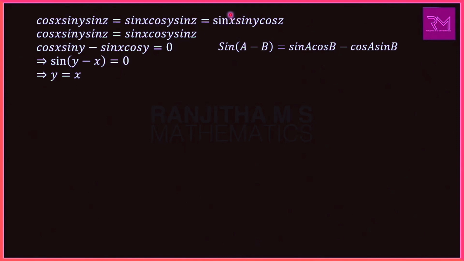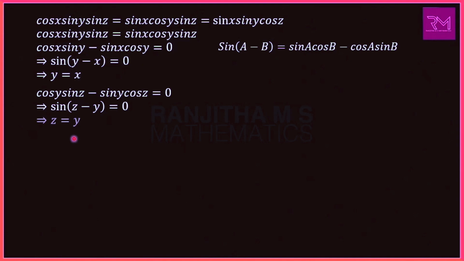Similarly, consider the last two equations and cancel sin x on both sides. We get cos y sin z, and take sin y cos z to the left hand side, that becomes minus sin y cos z, equal to 0. Here this is also the same form: sin of a minus b is sin a cos b minus cos a sin b. Here a is z and b is y, hence we get sin of z minus y equal to 0, or z minus y is equal to sin inverse 0. We know that sin inverse 0 is 0, hence we get z minus y is equal to 0, that becomes z is equal to y. Here x is equal to y and y is equal to z. Therefore we can conclude x is equal to y is equal to z.